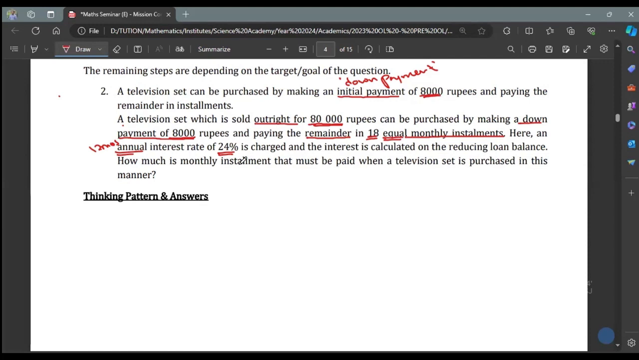So an interest rate of 24% is charged. Annual means for 12 months. Charged, and the interest is calculated on the reducing loan balance. So you know how to calculate the interest in this case. How much is the monthly installment that must be paid when a television set is purchased in this manner?